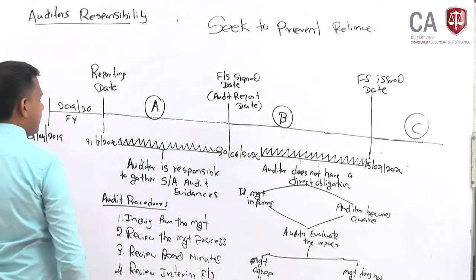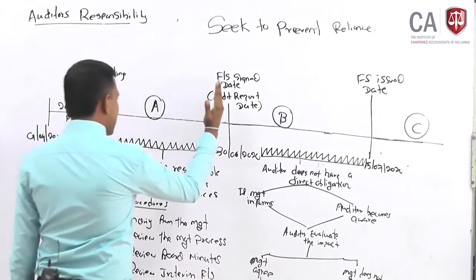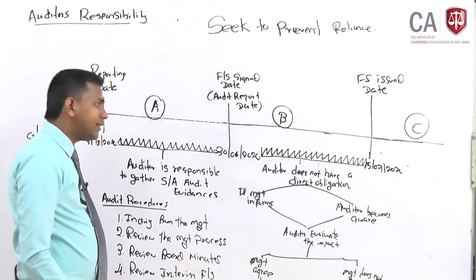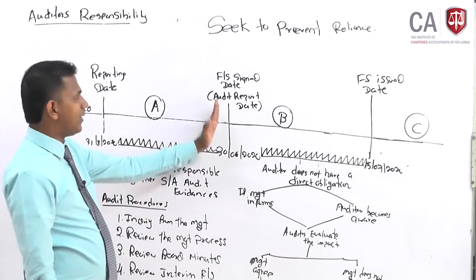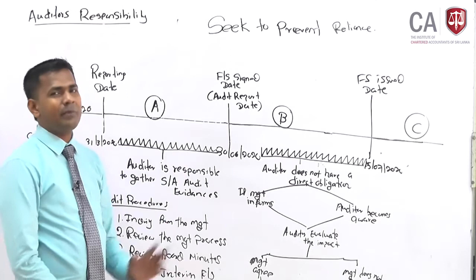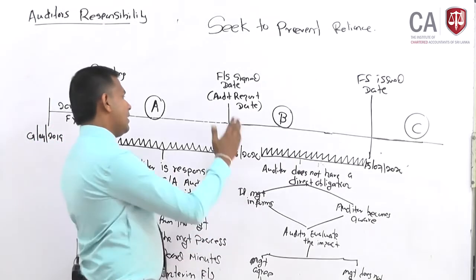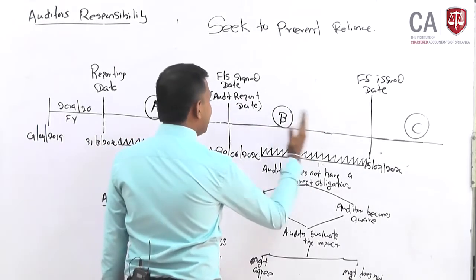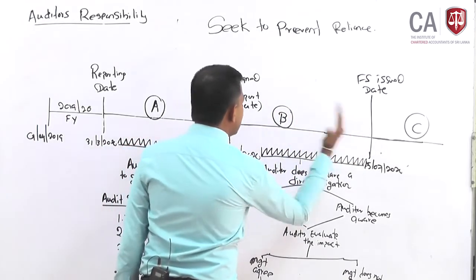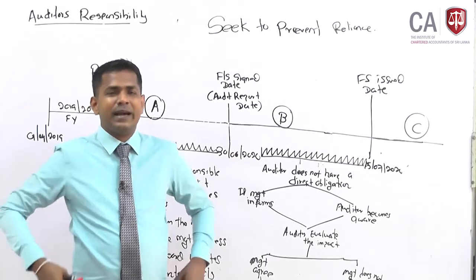Reporting date is 31st March 2020. Audited finance statements are signed by the auditor by 30th June 2020. Finance statements are signed. All the subsequent events are captured and correctly reflected in the finance statement. The next incident happened. Then finance statements are issued to the public on 15th of July 2020. There were no incidents captured by the auditor.